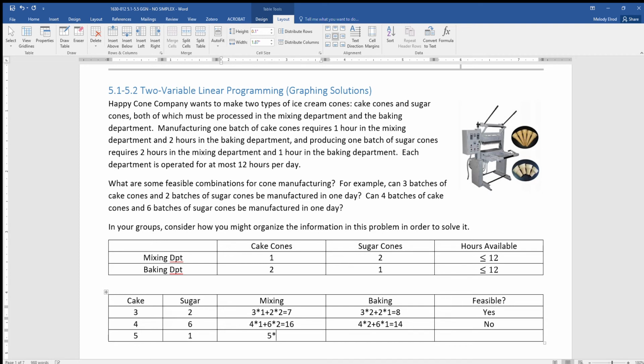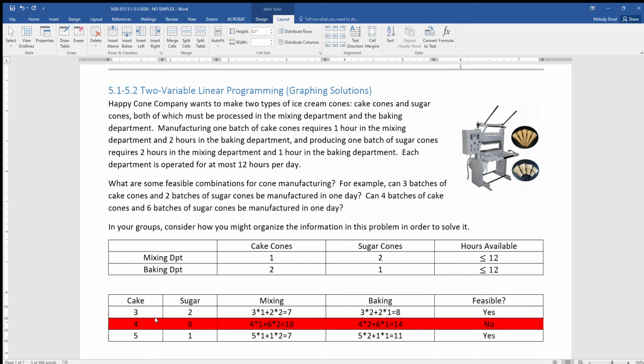So 5 times 1 plus 1 times 2. Okay, well, that's 7 hours. That'll work. We've got 5 times 2 and 1 times 1. Okay, so that's 11 hours. So that's just under the wire. That also works, right? So that's no problem. So the only one we've found that doesn't work so far is this guy here. That one's the one that doesn't work.